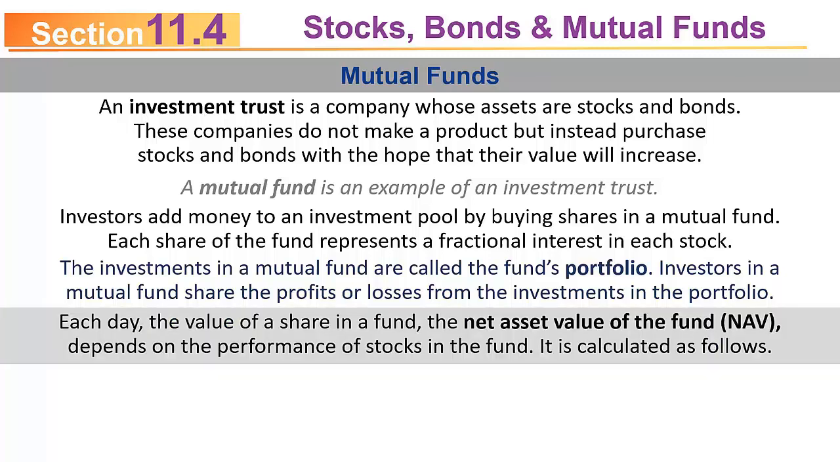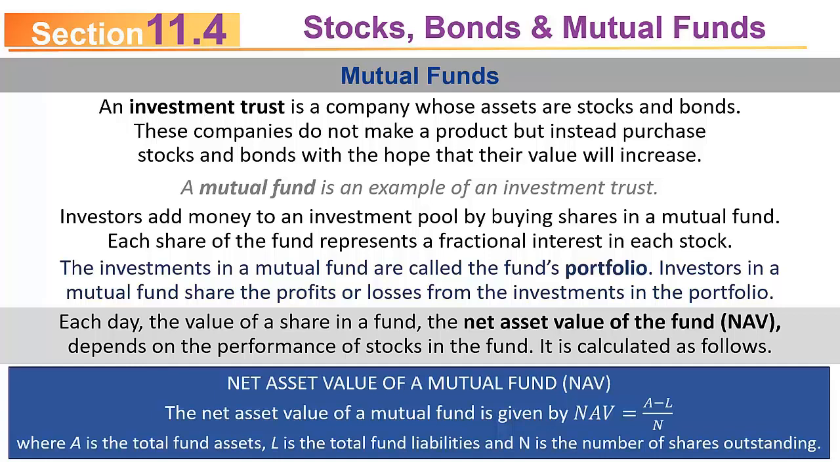Each day, the value of a share in a fund, the net asset value of the fund, or NAV, depends on the performance of stocks in the fund, and it's calculated as follows. The net asset value of a mutual fund, or NAV, is (A minus L) over N, where A is the fund's total assets, L is the fund's total liabilities, and N is the number of shares outstanding.